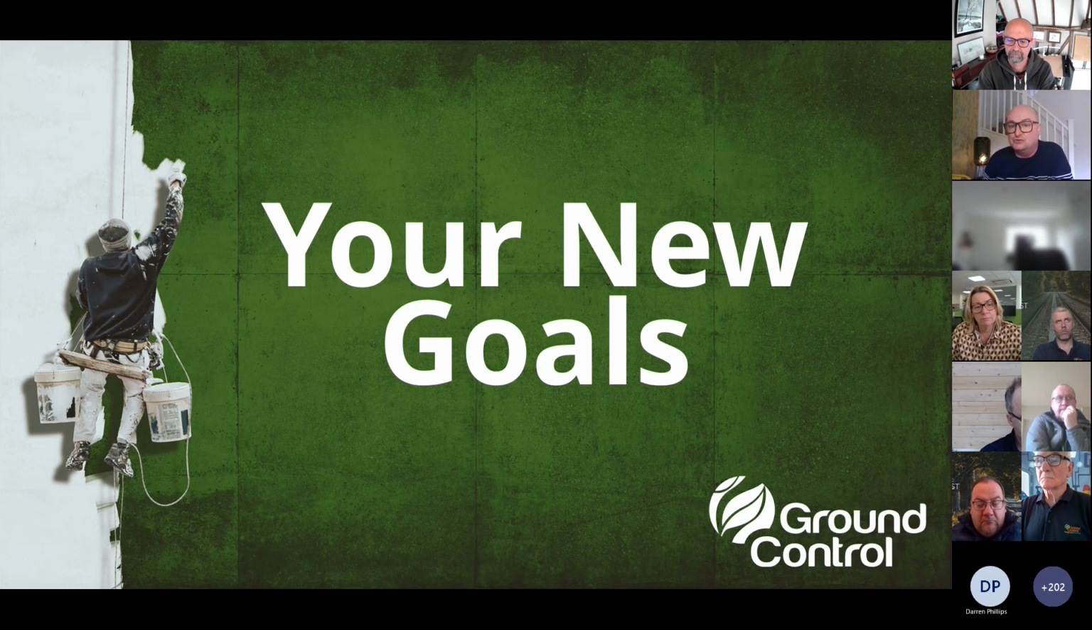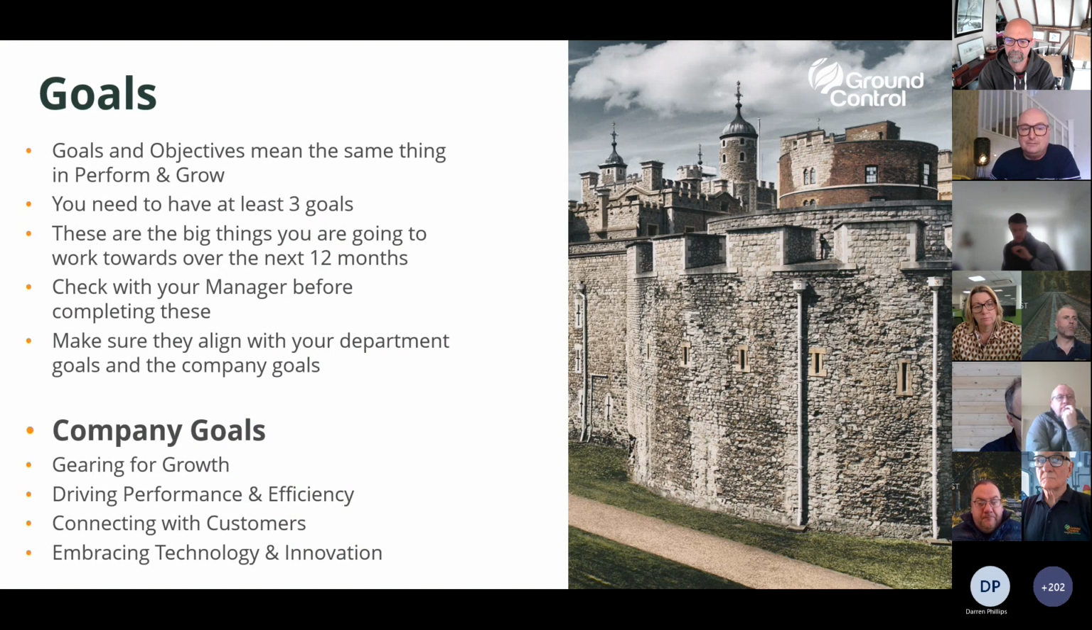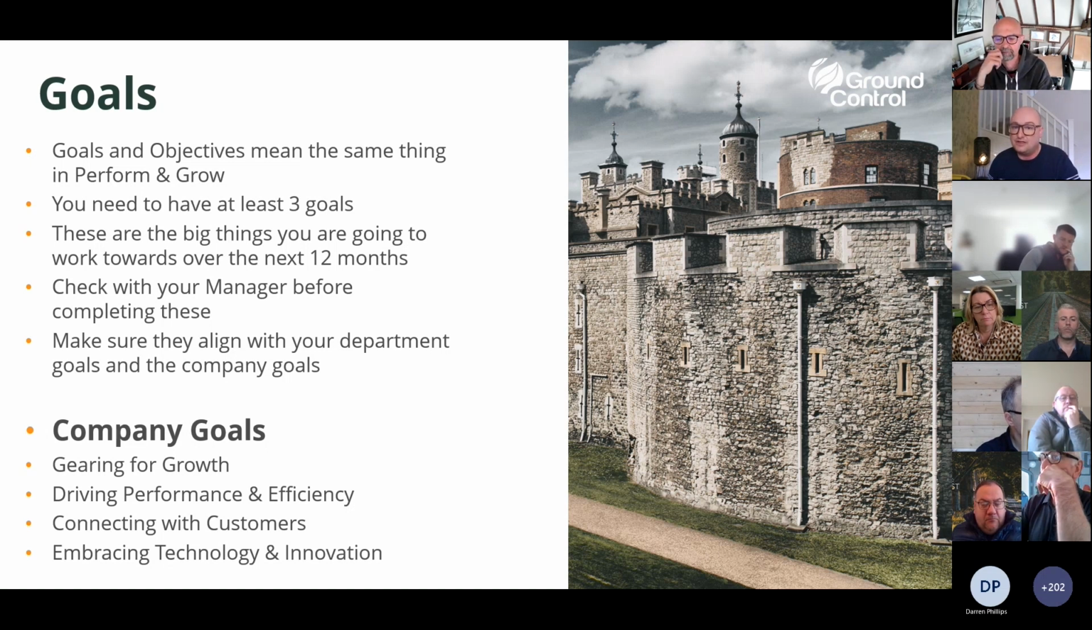They just happen to be called something different within our new system. So your goals and objectives, you need to have at least 3. And these are your big things that you are working on over the next 12 months. Most of you will know this. You've had objectives before. Have a chat with your manager about them when you're putting them in. Make sure that they align with your department goals and the company goals.